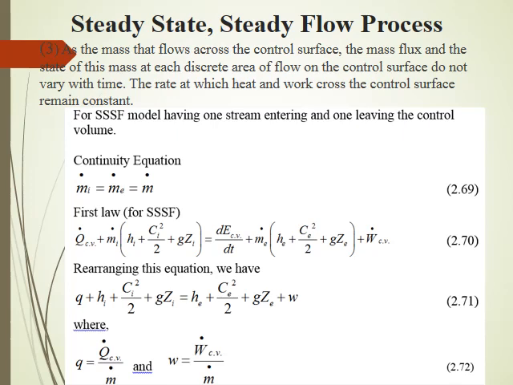So it means every term in equation 2.70 has m dot. So what we do is divide both sides of equation 2.70 by m dot, rearrange the equation, and we get equation 2.71.